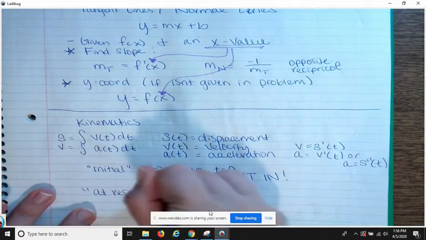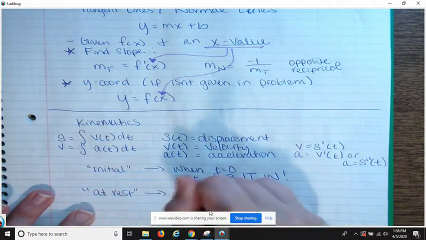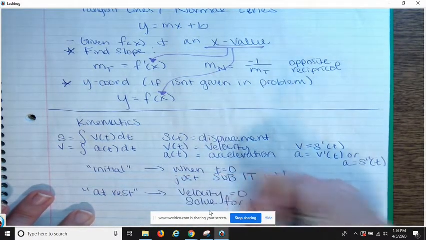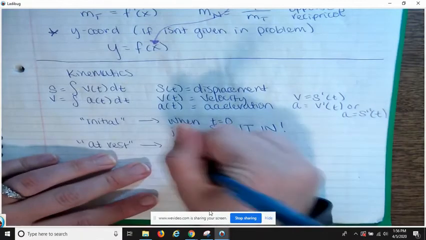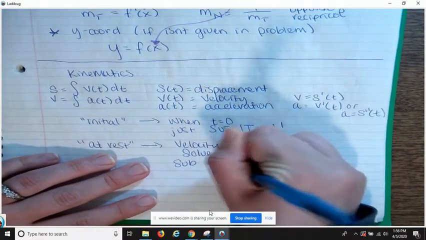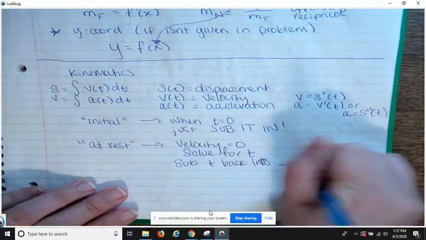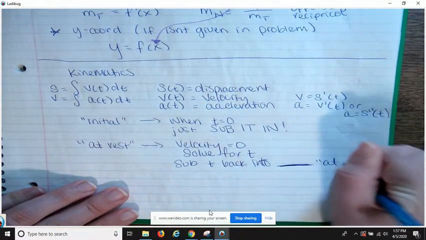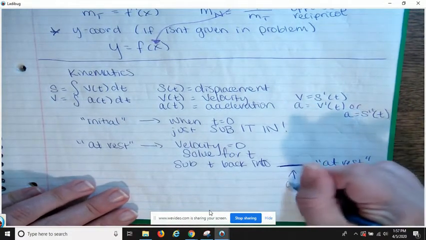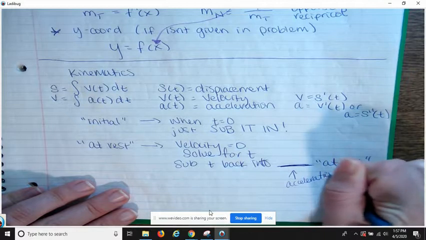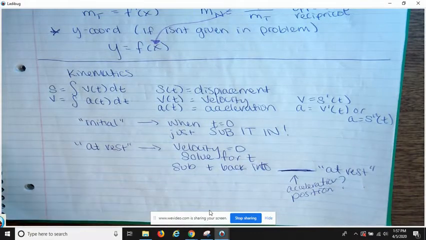This is when velocity equals 0, and we then solve for t, and I'm going to add, so we set velocity equal to 0, we solve for t, and we sub the t back into whatever you're finding at rest. So this could be maybe acceleration or position. It could be either one. Okay. Just depends on the question.